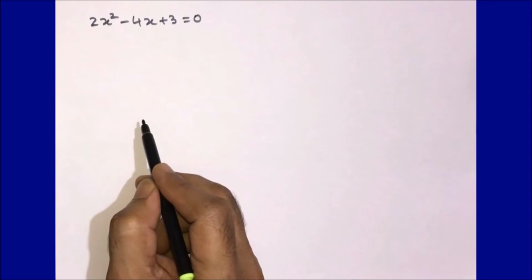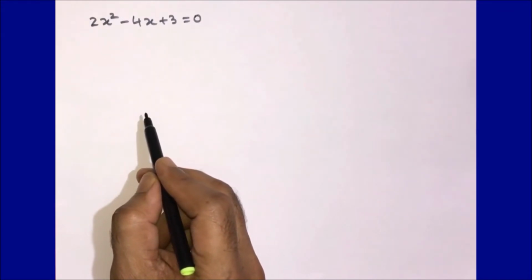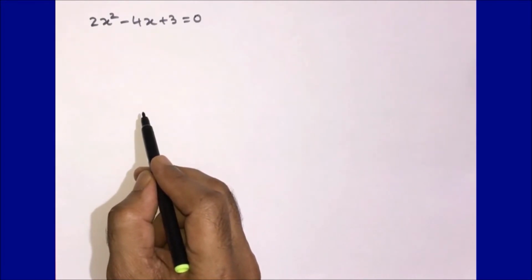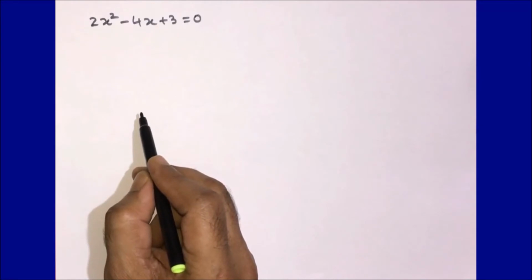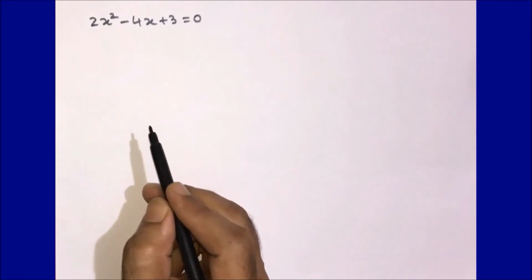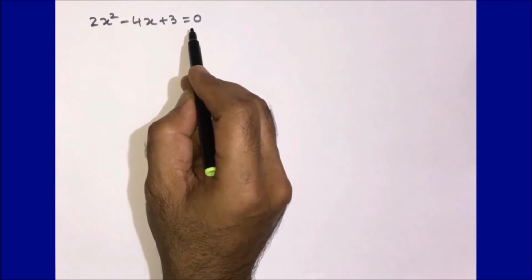Nature of its roots means that after finding the discriminant, we need to decide whether this particular quadratic equation has real roots or not, or two equal roots, or no roots at all. That is what is called the nature of the roots. Now, how to find the discriminant, let us move ahead and see. If you look here, the given equation is 2x^2 - 4x + 3 = 0.